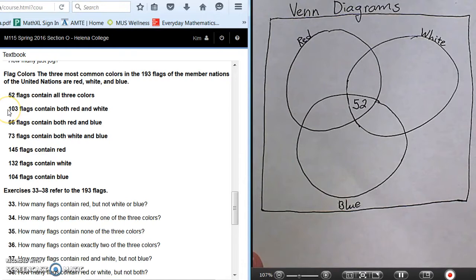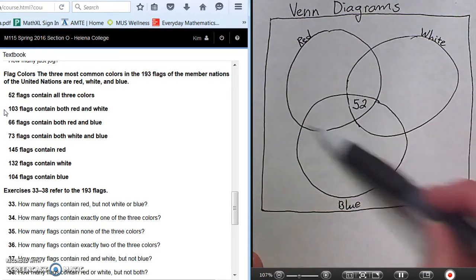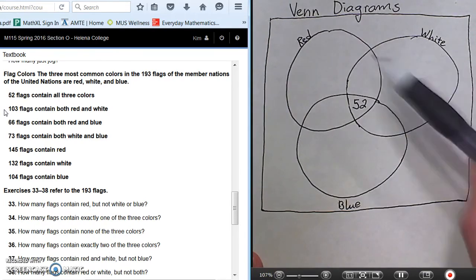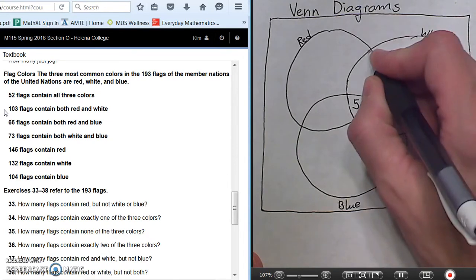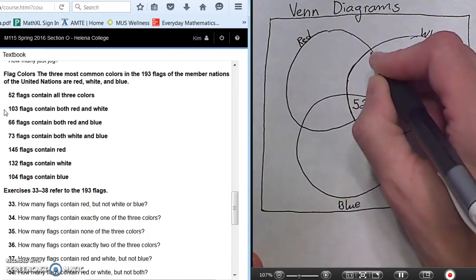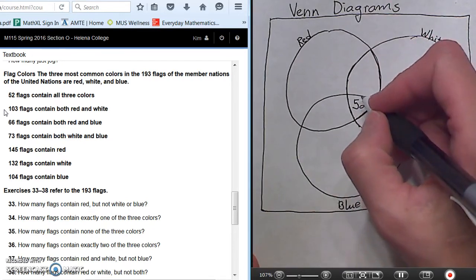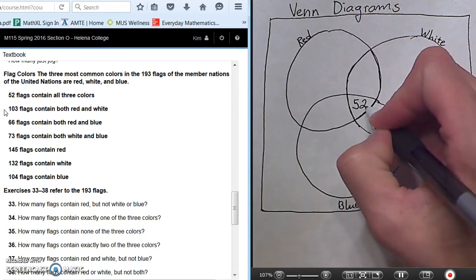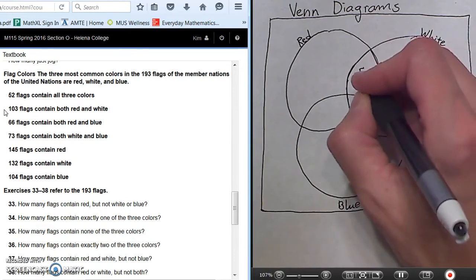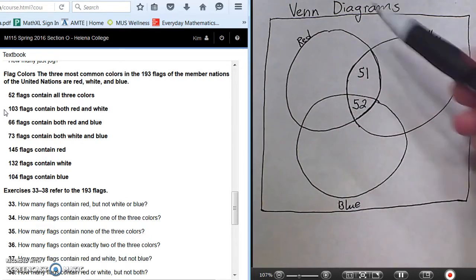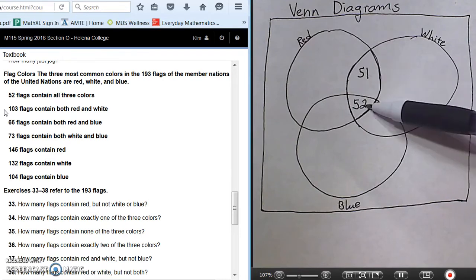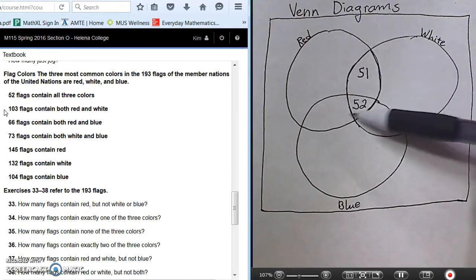Second information. 103 flags contain both red and white. So where the red circle and the white circle overlaps, which is kind of like an I shape, 103 flags need to go in there. But 52 are already there. 103 take away 52 is 51. So altogether I have 51 plus 52, which is 103 red and white flags.